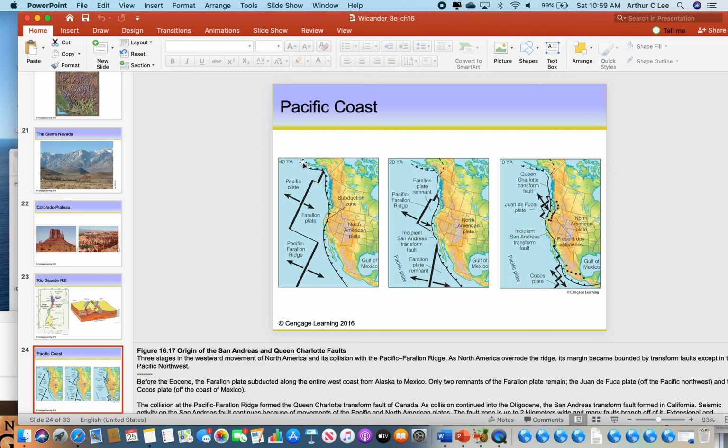Here you can see wherever you see these black triangles, that's subduction. So we had a subduction zone occurring down the entire length of the west coast, going all the way from Alaska and the Aleutian Islands down the west coast of Canada, west coast of North America to the west coast of Mexico. And this subduction created a lot of those features like the Sierra Nevadas and the Colorado Plateau, Cascades.